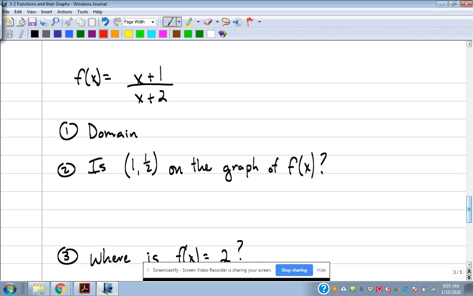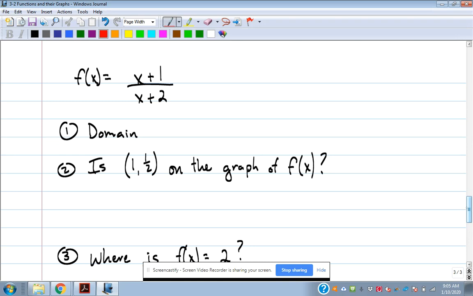Let's do something similar with an equation. Answer some of the same questions. So you can do this on the back of that sheet or on another piece of notebook paper. I don't care. Whatever you want to do. It's your notes.